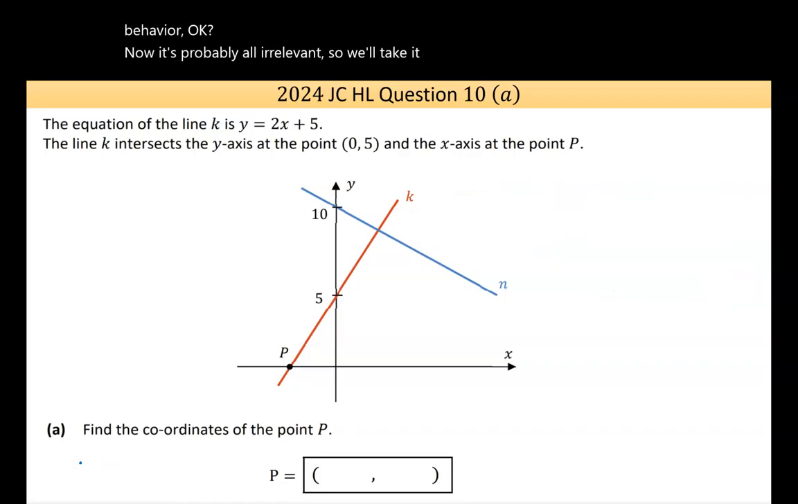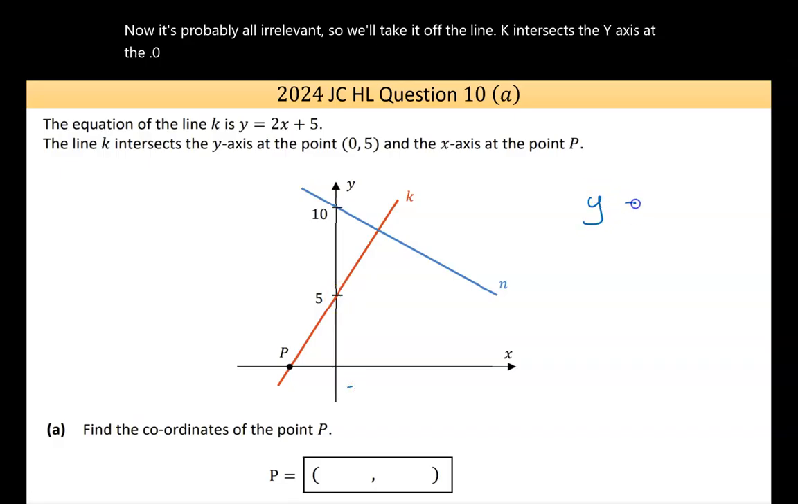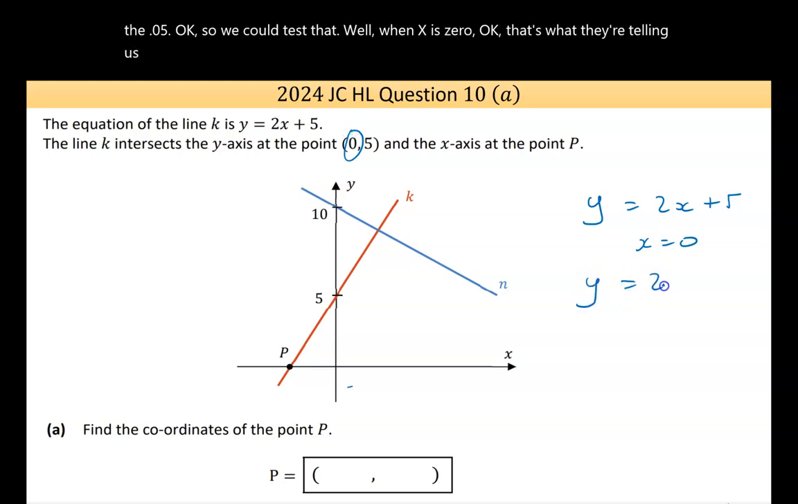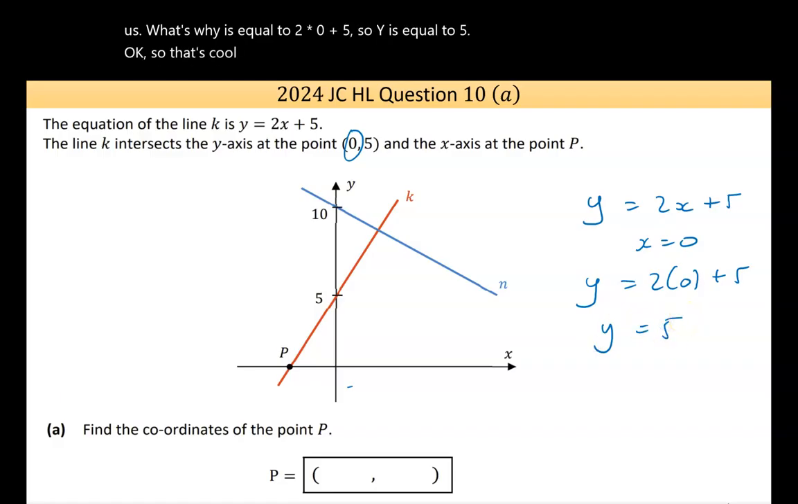The line k intersects the y-axis at the point 0, 5. So we could test that. Well, when x is 0, that's what they're telling us. What's y? Well, y is equal to 2 times 0 plus 5. So y is equal to 5. So that's cool, that relationship is holding.